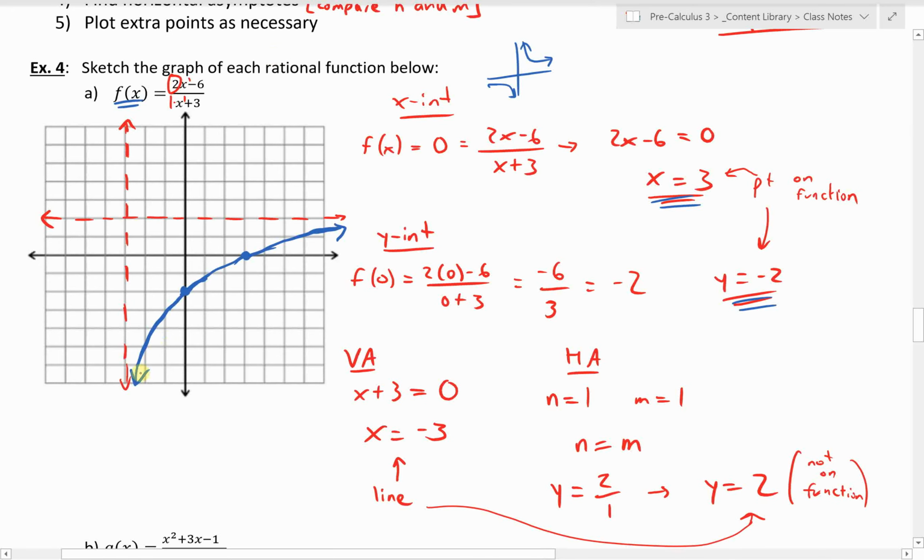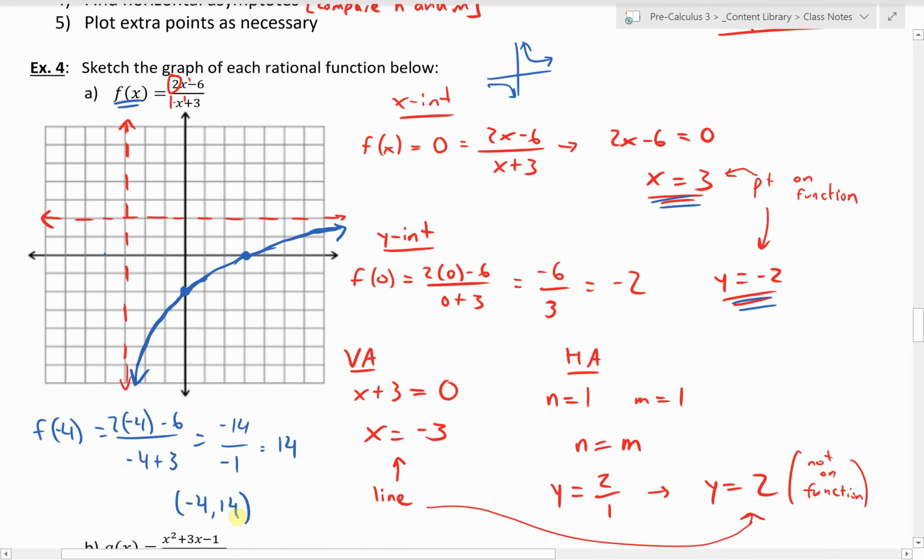Whatever extra values you want to plug in to make sure you know what's going on, that's what you should do. So for example, over on the left side of the graph, once we get past -3 to the left, we don't really know what's going on over here. So let's see. If we plug in -4, then we'll be able to figure out what the y value is at -4. This would be doing step 5, plotting extra points as necessary. If I plug in -4, I get 2 times -4 minus 6 over -4 plus 3. That's -8 minus 6, which is -14, over -4 plus 3, which is -1, so I get positive 14. So that means I have the point (-4, 14) on the graph.